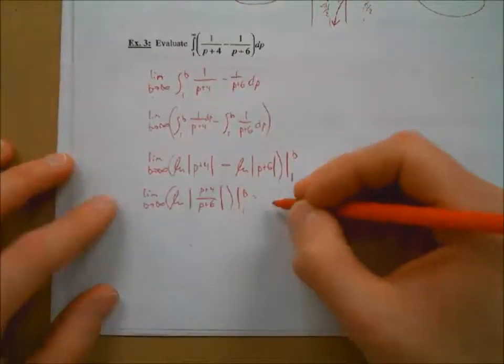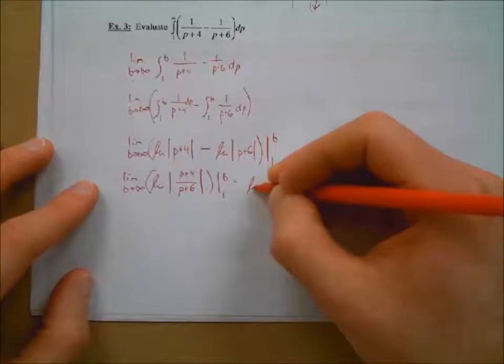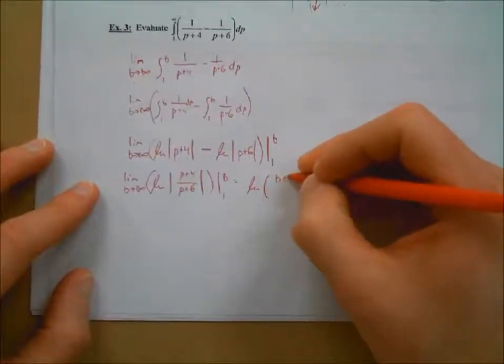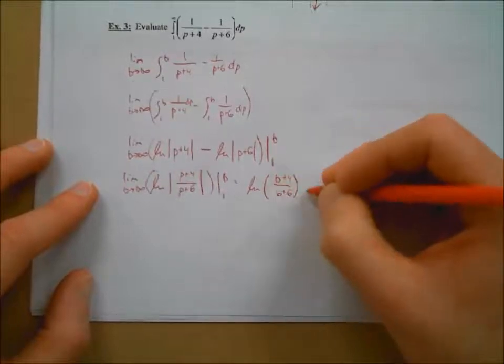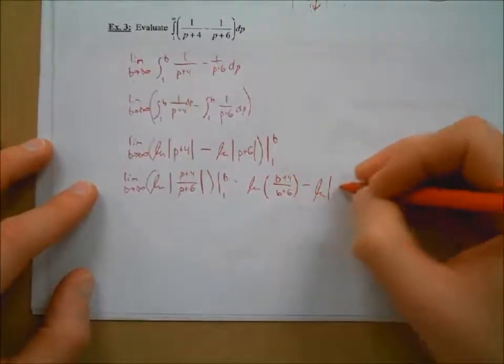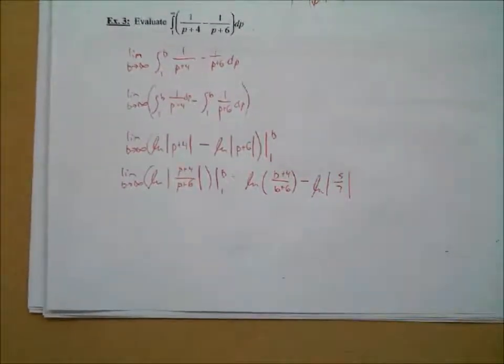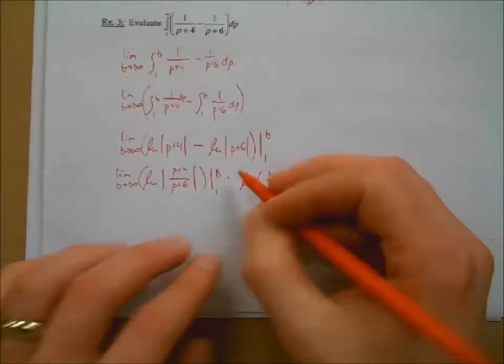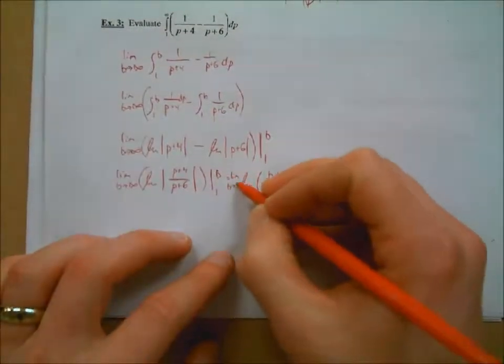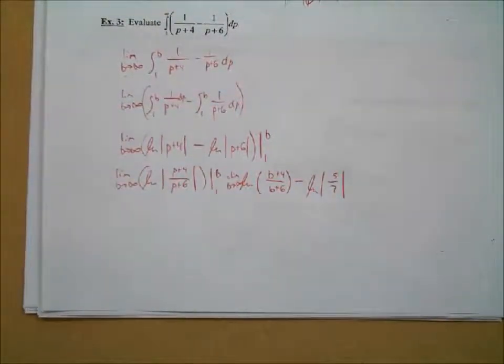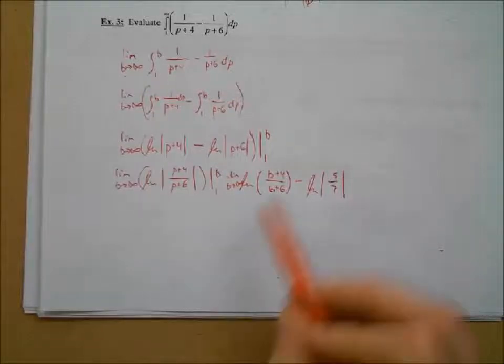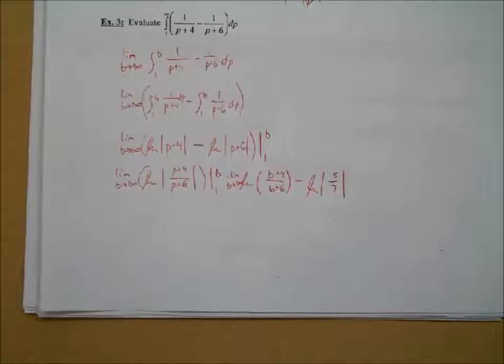And so then this is going to equal, we'll drop the limit now and say the natural log of b plus 4 over b plus 6 minus natural log of the absolute value of, and what's that going to be, 5/7. Oops, no, I still need to write the limit in there, my bad, because we haven't evaluated the limit yet. So we got that lower limit, no problem. It's just minus the natural log of 5/7. I don't need to have absolute values in there anymore because 5/7 is already positive. But what about b plus 4 over b plus 6? What will that approach as b approaches infinity?